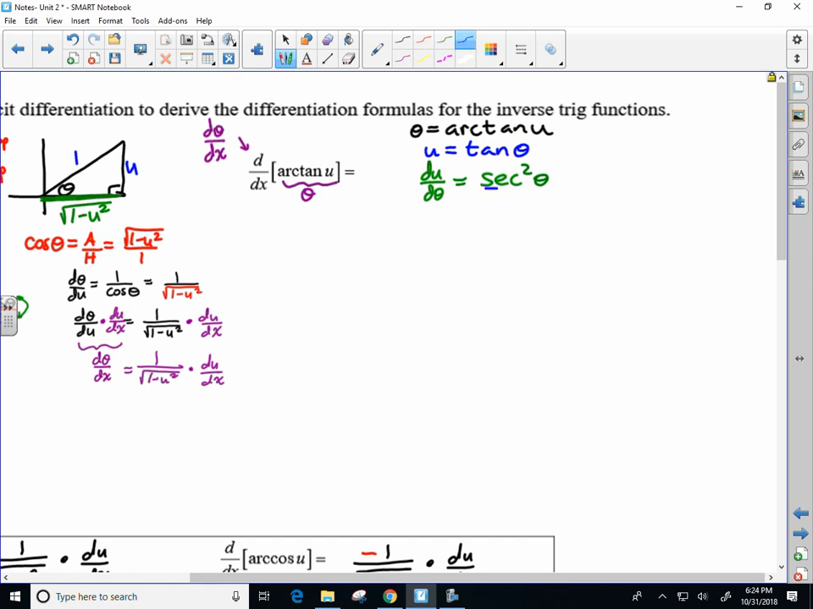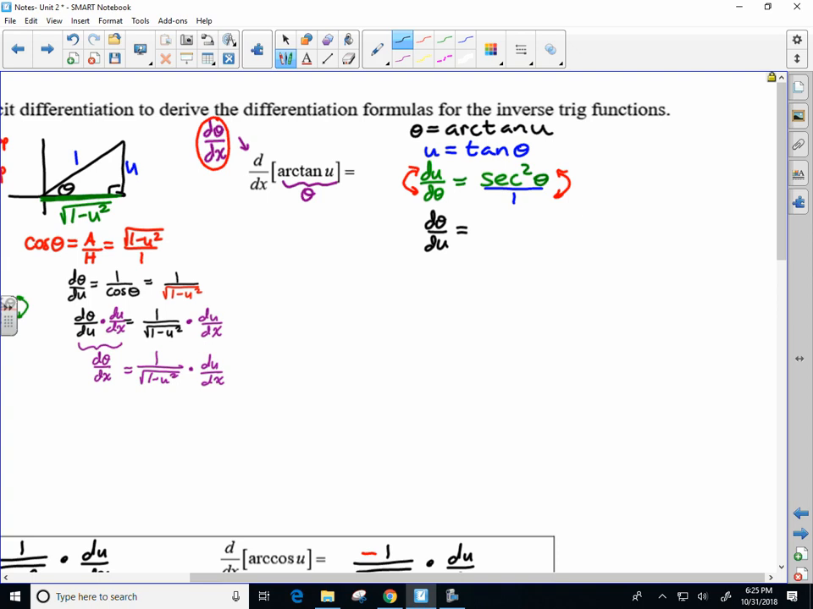I think of that secant squared theta as being over 1. Eventually, again, I want a d theta dx, so I want d theta on top. So I'm going to write this as d theta du. And the last one, like I said, 1 over cosine, you can make that secant. Here, when you make it 1 over secant squared, you can make it cosine squared.